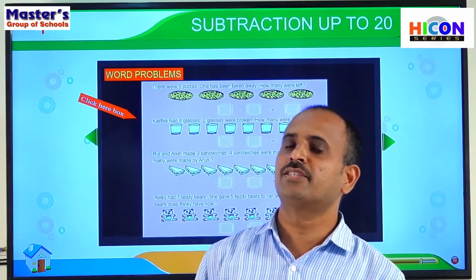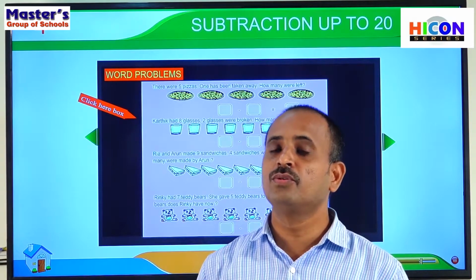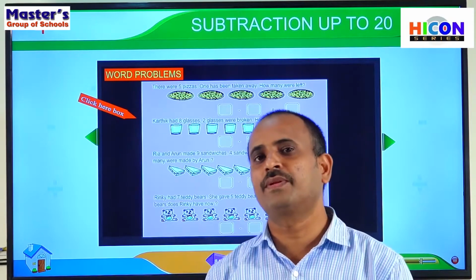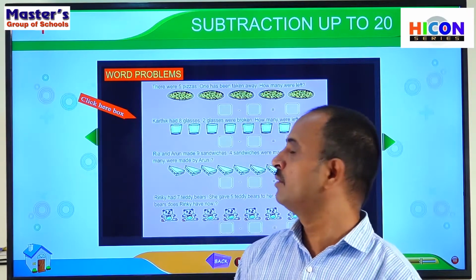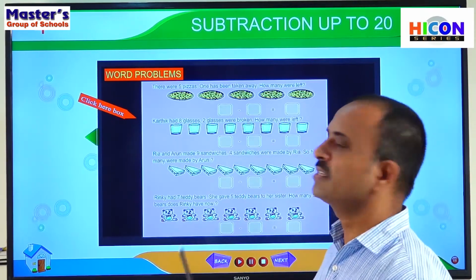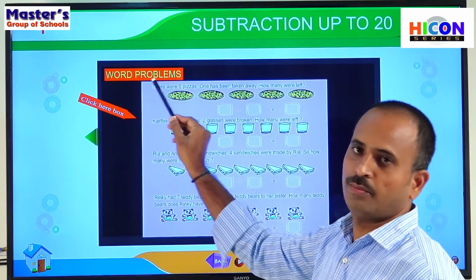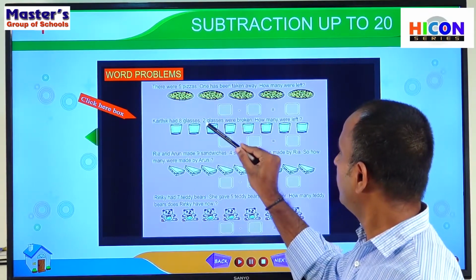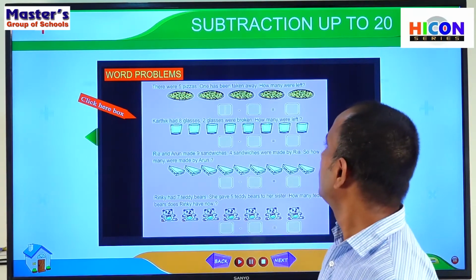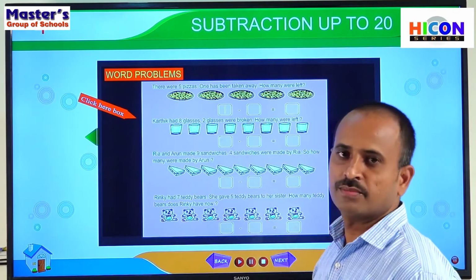Children, let us practice some word problems on the subtraction. So up to now we have discussed 2 types of subtraction, that is horizontal subtraction and vertical subtraction. So now we are going to word problems. So how to do word problems which are based on subtraction. So let's look at the screen. So word problems. So there are 4 types of word problems given. So let us see how to do subtraction of these word problems.